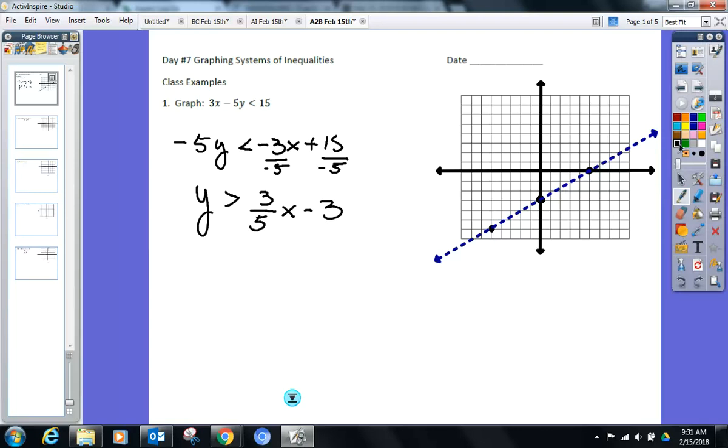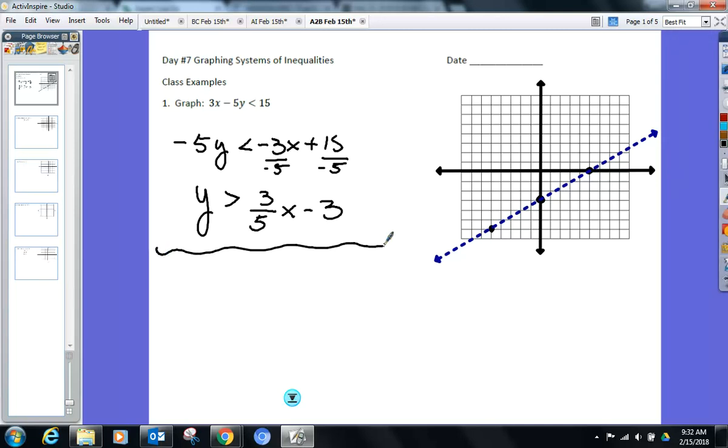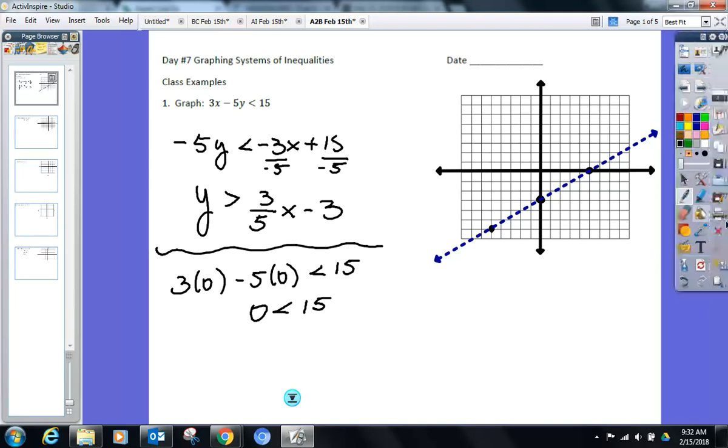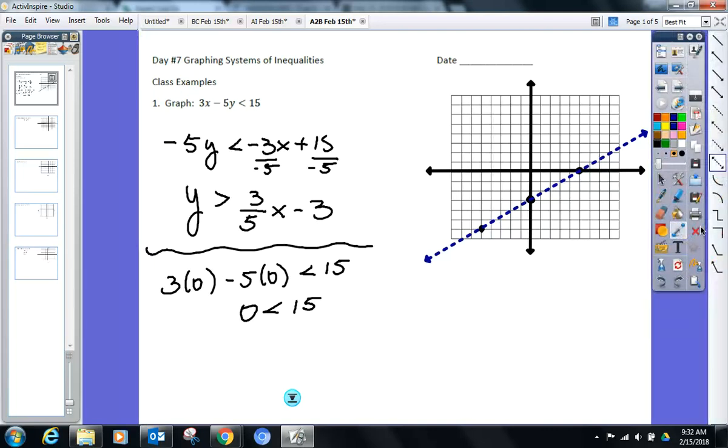Let's get back to business. I'm going to take the original equation, because you may have transformed it wrong. I'm going to plug in 0, 0 for x and y. So I'm going to say 3 times 0 minus 5 times 0 less than 15. What do you get on the left side? 0. Is 0 less than 15? Yes, so that means 0, 0 is part of the solution, which means where should your shading go? Towards 0, 0, yes. And that's why you have your colored pencils to do your shading.